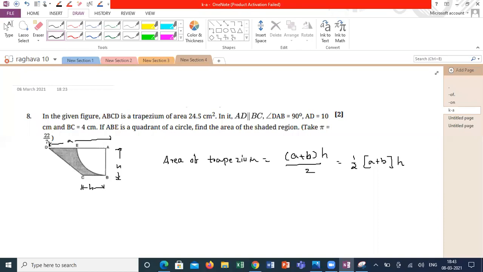What is the formula for the shaded region in this question? He's asking: AB is a quadrant of a circle. Find the area of the shaded region. So area of trapezium minus area of the quadrant, sir. Yeah, calculate and let me know.